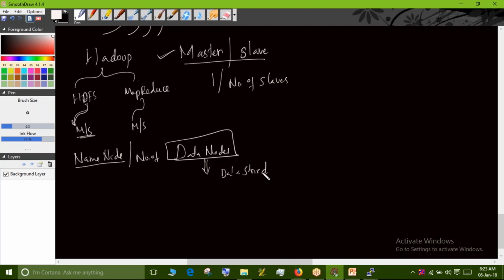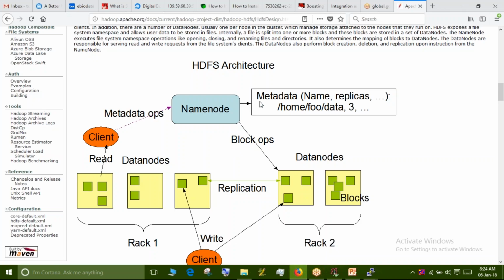Then what is name node doing? Name node is only going to store metadata. I mean, where my actual data is stored, those details are held with your name node. So with this you understand this diagram. There is one name node and there are a number of data nodes. Inside each data node, what do we have?